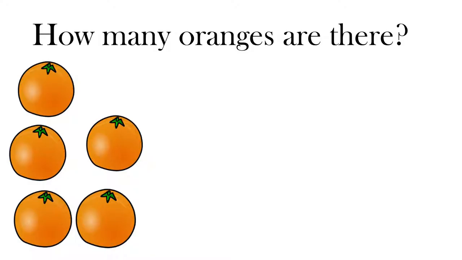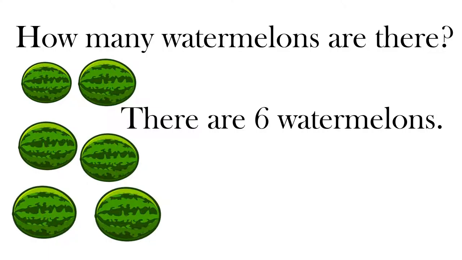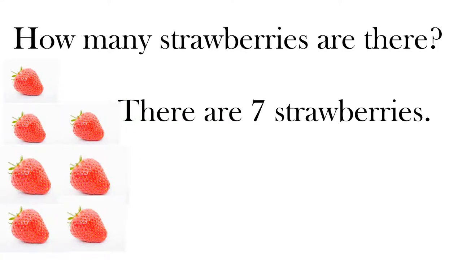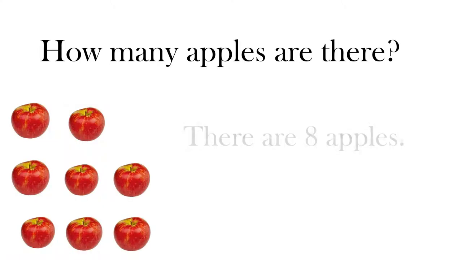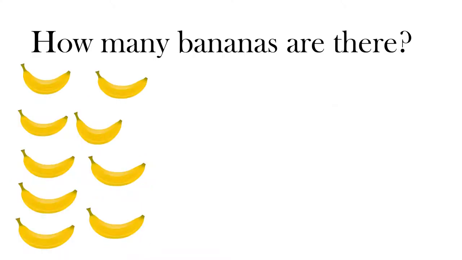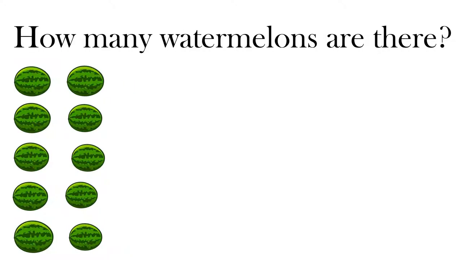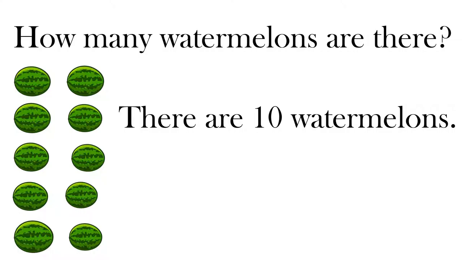How many oranges are there? There are five oranges. How many watermelons are there? There are six watermelons. How many strawberries are there? There are seven strawberries. How many apples are there? There are eight apples. How many bananas are there? There are nine bananas. How many watermelons are there? There are 10 watermelons.